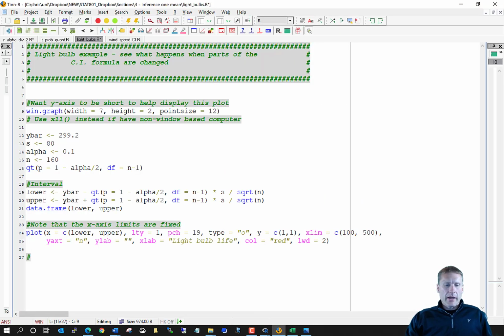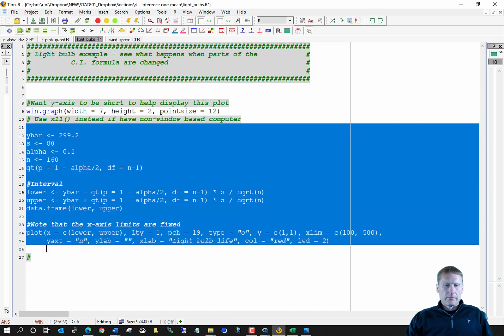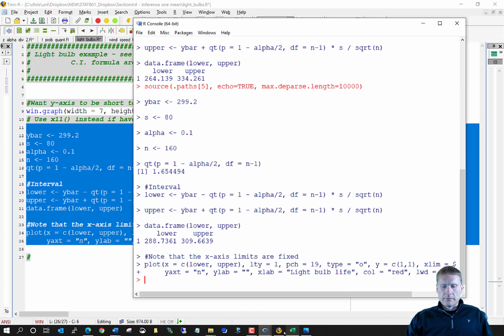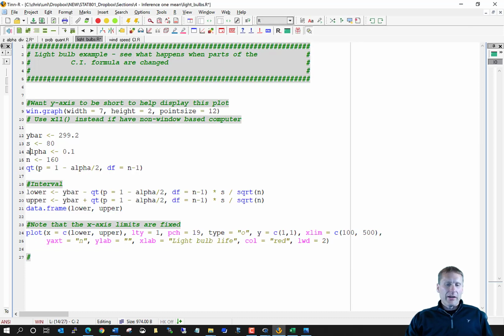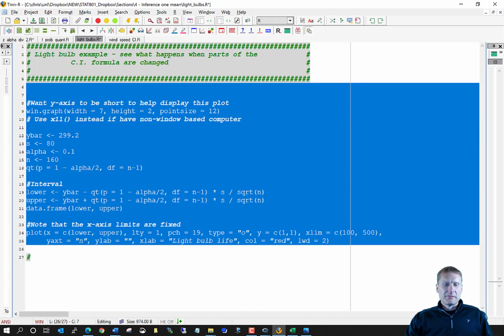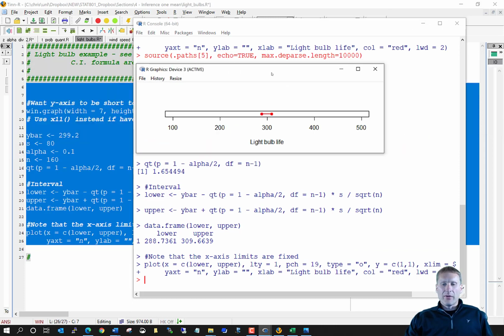So let's actually try it. And there's my interval. I guess I should have opened up the graphics window. Of course, it went to a different monitor. And now compare this interval. Look how short, how narrow it is compared to what we had before.